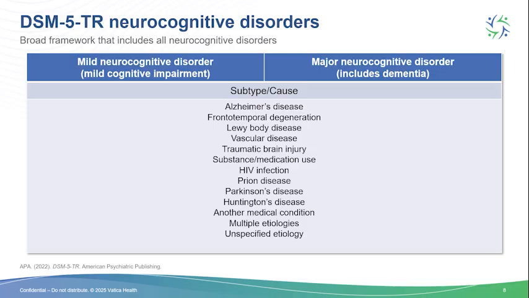disorder, which includes dementia. The NCDs are unique for DSM-5 categories because they're syndromes and the underlying disease can usually be determined. The mild and major NCDs, they have subtypes, which are the underlying cause of the NCD. The subtypes include what the NIA-AA refers to as Alzheimer's disease and related disorders. So Alzheimer's, frontotemporal degeneration, Lewy body disease, vascular disease, along with other disorders. And here's the full list just for your reference.